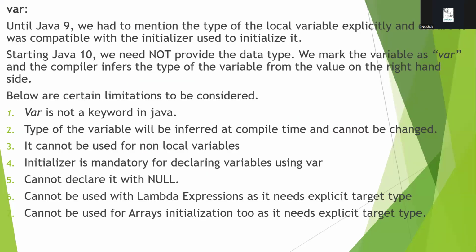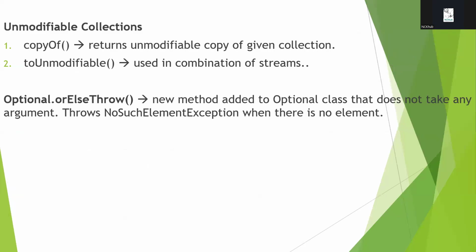And the next topic we have is two other features. One is unmodifiable collections, and the other one is the Optional class, where a new method was added, which is orElseThrow. So we'll first look at unmodifiable collections. For unmodifiable collections, basically for the collections classes, two new methods were added. One is copyOf, and another one is toUnmodifiable. So the copyOf method will clone a particular collection object and make it an unmodifiable copy.